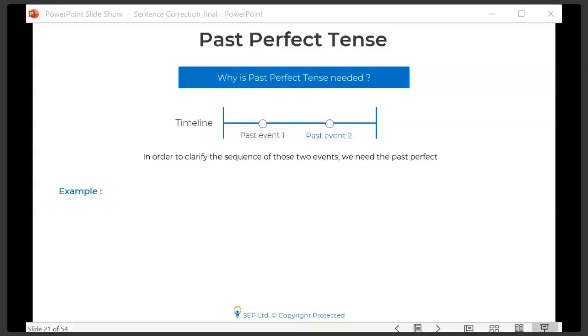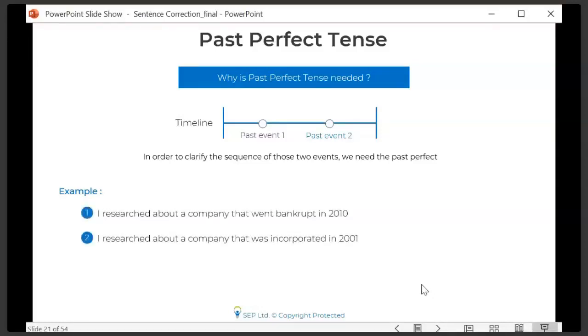About 10% of you say that you have not understood this. Let me use the example here to show this. Okay. All right. So let's look at the example. Let's say these are two sentences. The first sentence says, I researched about a company that went bankrupt in 2010. And the other says, I researched about a company that was incorporated in 2001.